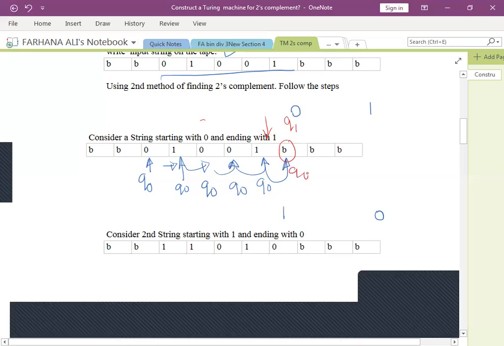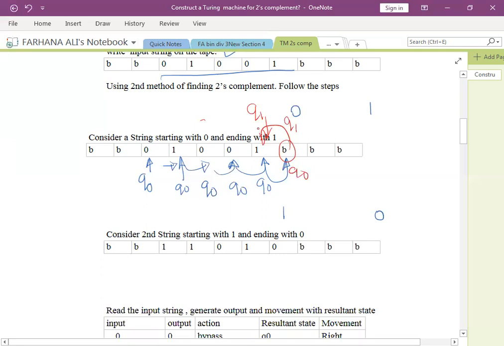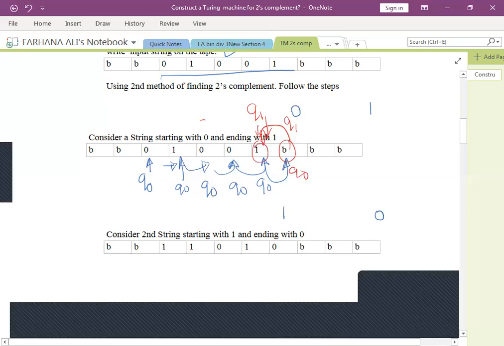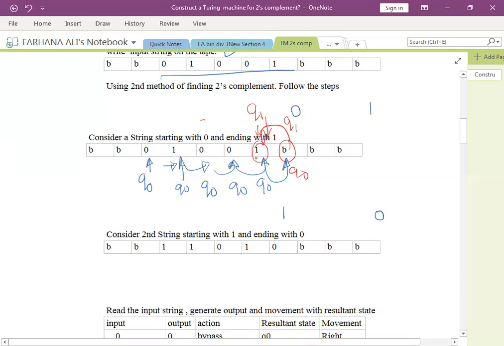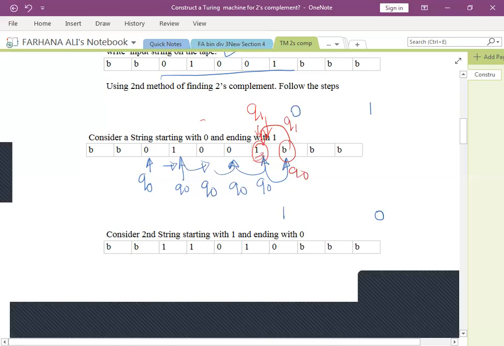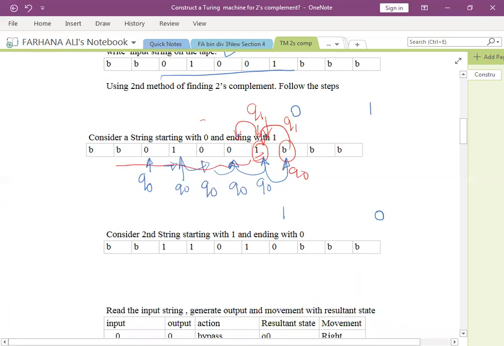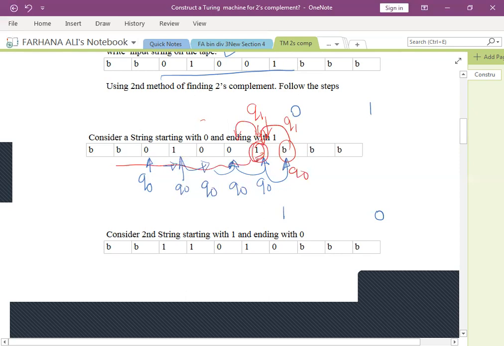So Q0 with blank means we are going to move toward the left hand side with the resultant state as Q1. Now this Q1, what are we going to do with this 1? This is the first one that we are searching. So we will keep it as it is and move towards the left hand side. Whatever bits are present before this 1 will be converted into 1's complement. So this state that we had converted, we are going to bypass this one.